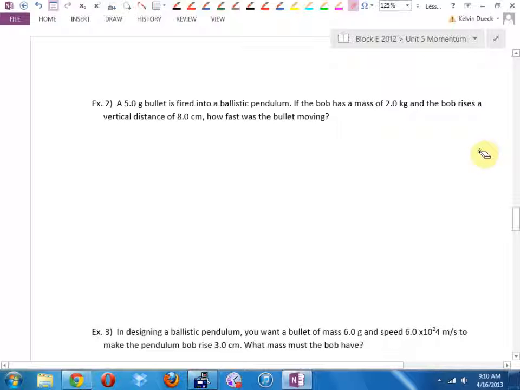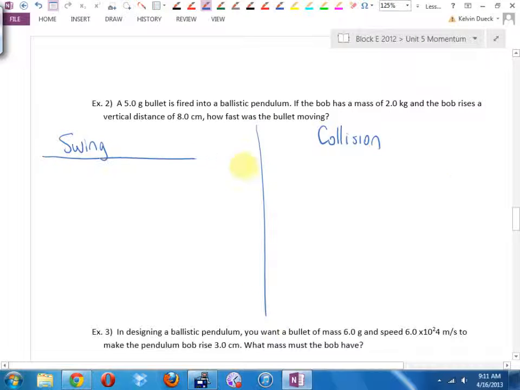So, let's try that. A 5-gram bullet is fired into a ballistic pendulum. Same diagram as on the previous page. If the bob has a mass of 2 kilograms and the bob rises a vertical distance of 8 centimeters, how fast was the bullet going? Swing, collision. I wrote them in a different order this time because this time I think we know the after, the swing, and we're going to be working our way backwards.